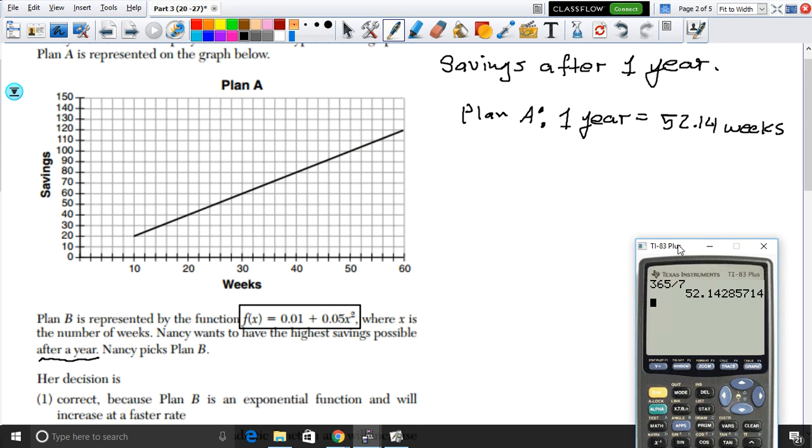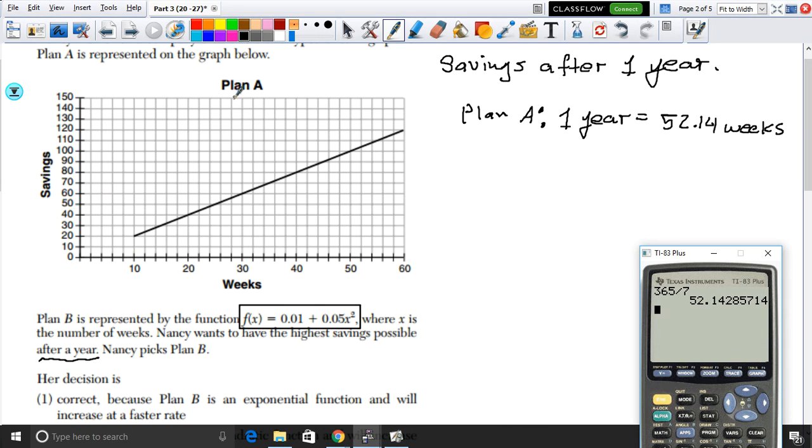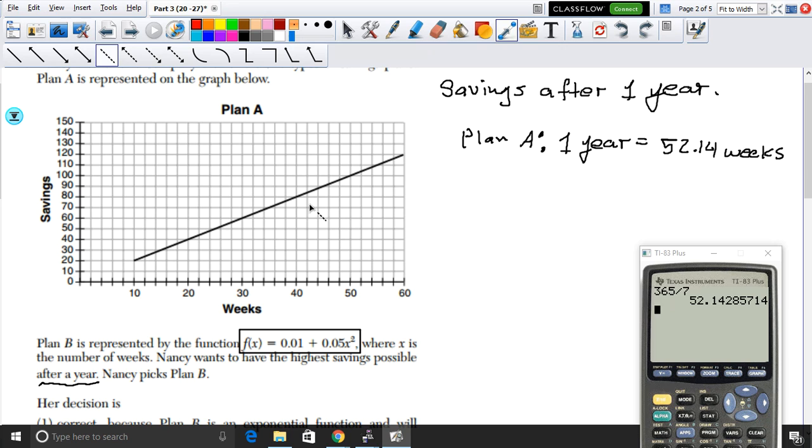Okay. So now let's see. Under plan A, what is the y value when it comes to 52 weeks? 52 is going to be somewhere around here. So 50, 1, 2, 3, 4, 5. So that's about right here. So under 52 weeks, we are going to have about 105, give and take.